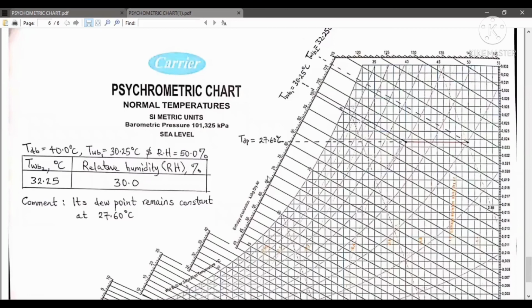Now we can comment that the dew point of this air remains constant at 27.6 degrees centigrade. We can check that here. To get dew point, all we need to do is to trace the curve parallel to the horizontal line towards our left, like this, up to the temperature line, which we can read up as 27.60 degrees centigrade.